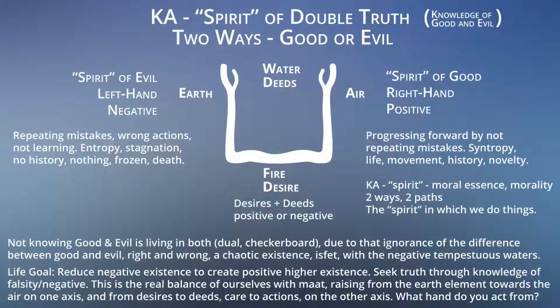That you went through the negative side, and the entropy and stagnation and creating chaos and isfet and negative into the world, the left-hand path. Well, when you go from those desires and you manifest in the deeds of that negative path, you're going to live in the negative waters of the tempest, the tempestuous negative waters. So our life goal is to reduce the negative existence to create in a positive higher existence, to seek truth through the knowledge of falsity and the negative.